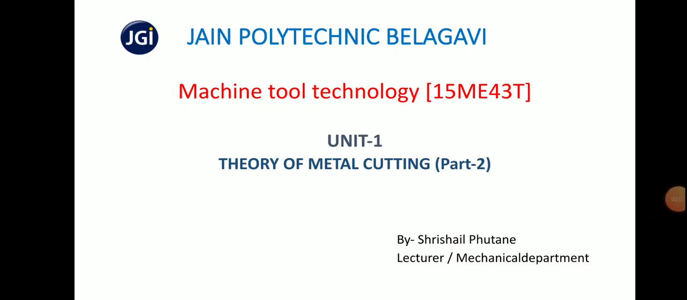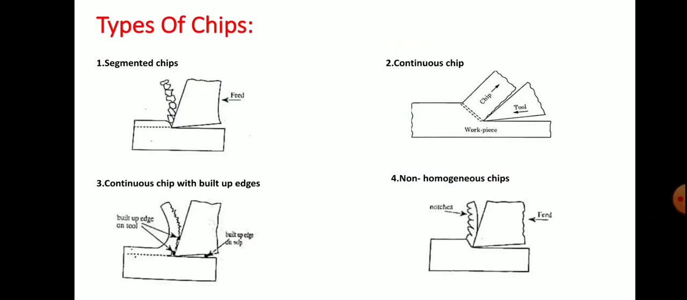Hello everyone. Now let us continue with our first unit, that is Theory of Metal Cutting Part 2. In previous session we have stopped till oblique cutting. In this session we are going to continue with chip forming, next characteristics of cutting tool, factors affecting tool life and Taylor's tool life equation. Now coming to the types of chips.